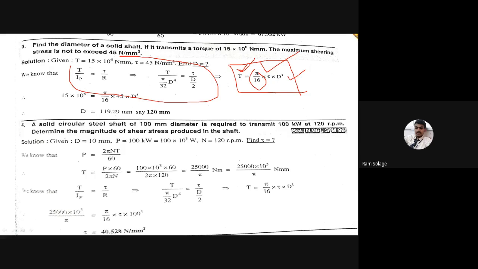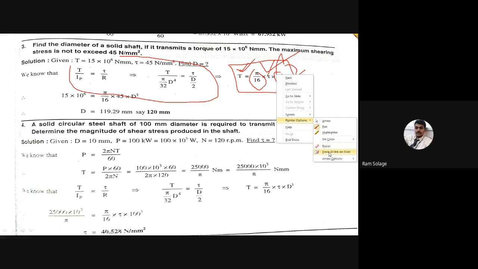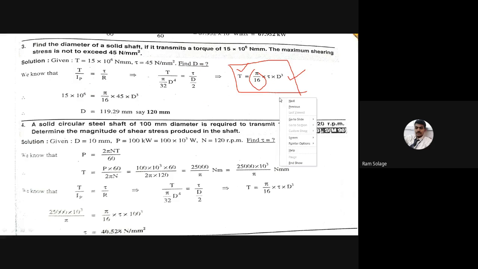T is given in the problem, tau is given in the problem, and we have to calculate the value of diameter d. With the help of this formula, we have to calculate the diameter. Check the formula and check the final solution.